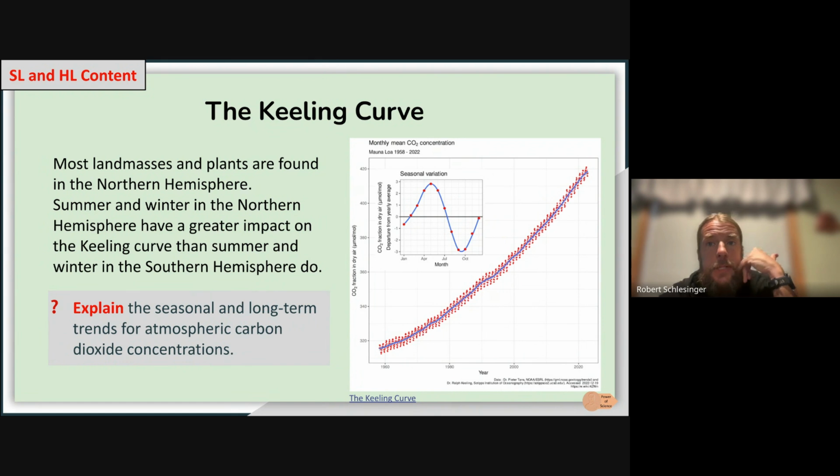And so again, just on an IB exam, you're going to see 2 questions asked. What's the overall trend? This is an exponential increase in carbon dioxide that is just continuing as we move into the future. And then on a more micro level, you're seeing this rise and fall of carbon dioxide that is dependent on the seasons.